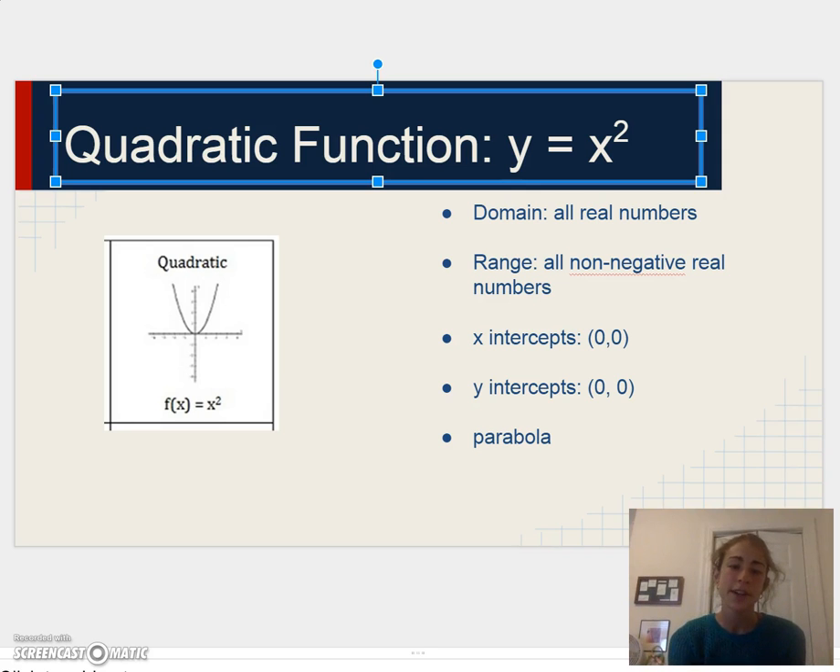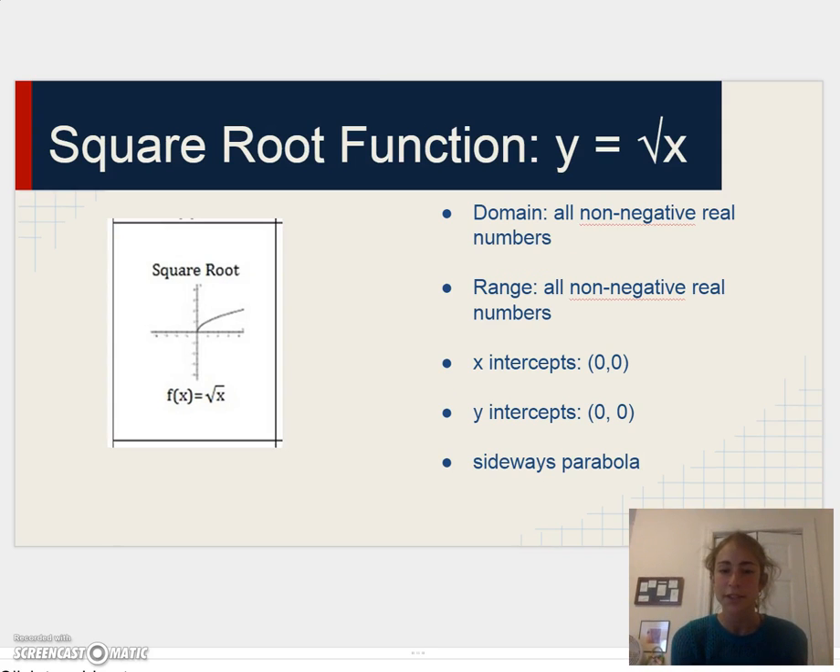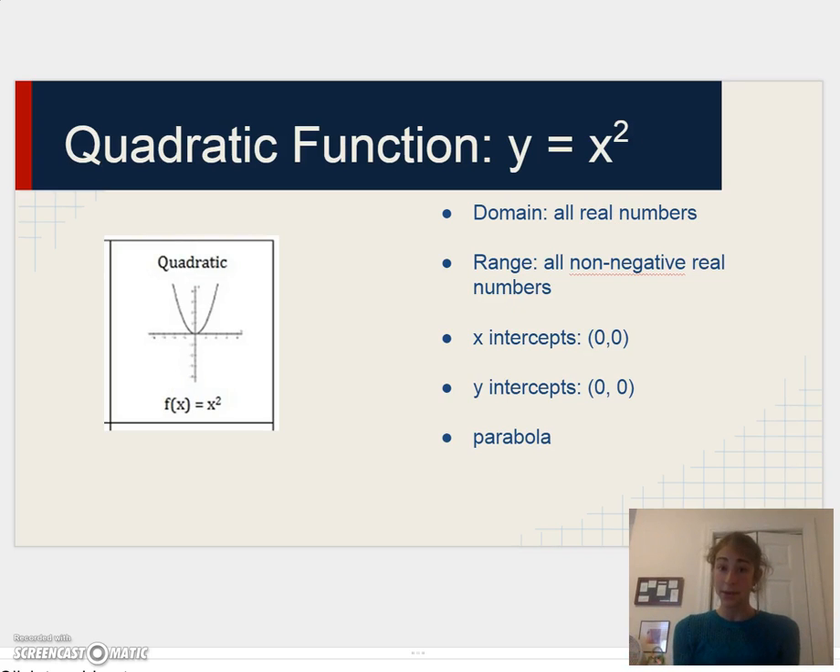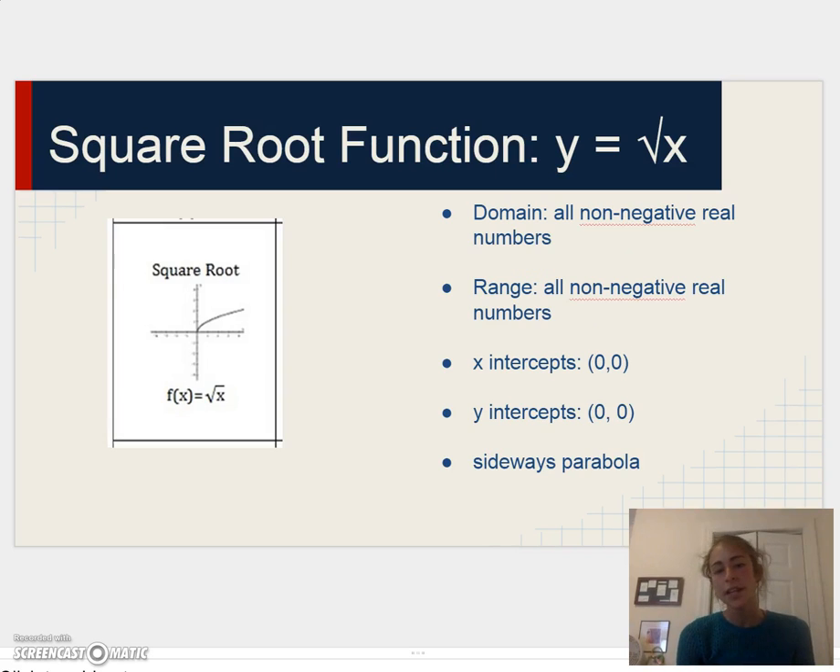So the next function is the square root function. So y equals square root of x. I put these two functions next to each other because how do you undo a squared power? Well, you take the square root. So these functions are related in a way.